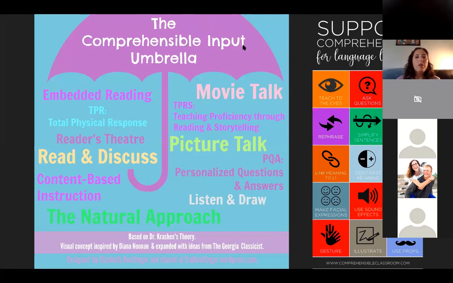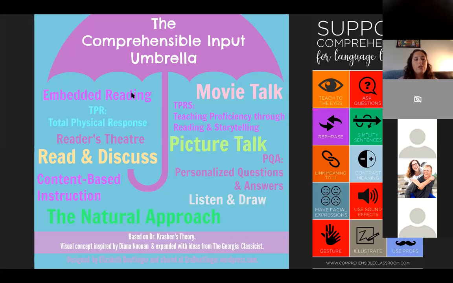Comprehensible input is an umbrella that covers things like embedded reading. Embedded reading is where you have typically three different versions of the same reading. You start off reading the simplest form with the students. Once they get the main idea, you go to the next, more advanced one, and then the third, and then the student is practically reading the article, or a reading very close to the authentic one.